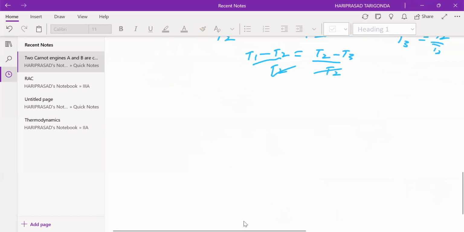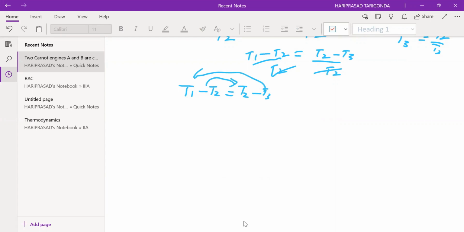So finally the total expression will be converted into temperatures: T1 minus T2 is equal to T2 minus T3. Sending T2 to this side and T3 to that side, we have 2T2 is equal to T1 plus T3. So finally T2 is equal to T1 plus T3 by 2. Like this, we can write the intermediate temperature. Now it is understood, Ravinder? Yes, sir.